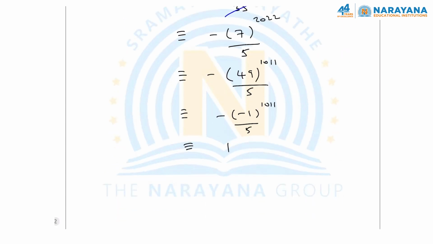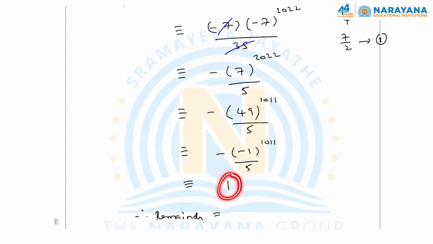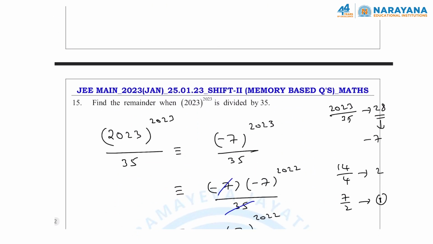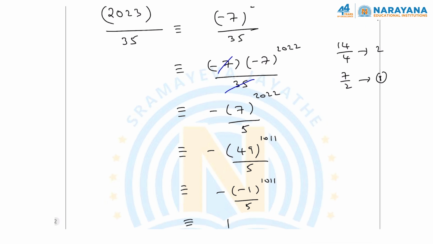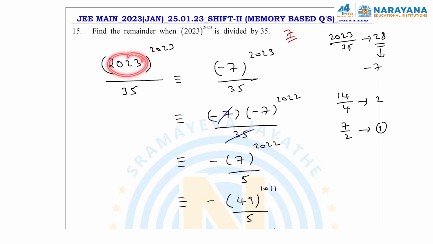So when we divide the given 2023 whole power 2023, since we got remainder as 1 here, since we cancelled 7, the remainder will be 1 into 7, which is 7. So here the answer will be 7. So moving to the next question. These things we can simplify, like we can directly divide this thing and we can reduce the power.